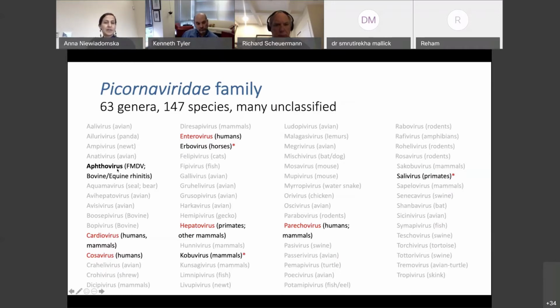And the ones in black are those that typically infect mammals, but occasionally have been found in human species. So aptaviruses are rarely found to infect humans, but they are well known because they contain foot and mouth disease virus, which infects animals of agricultural importance like sheep and cattle and goats.